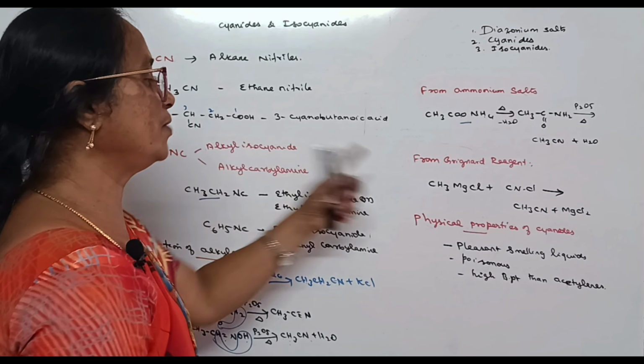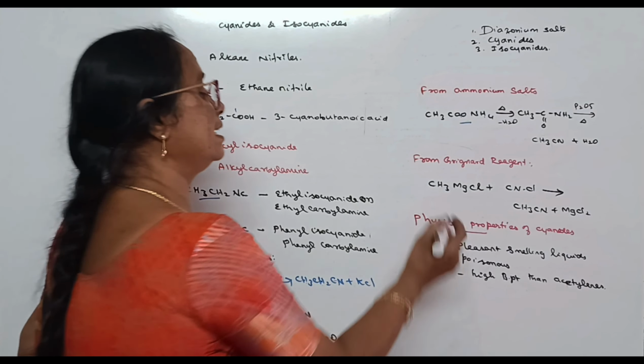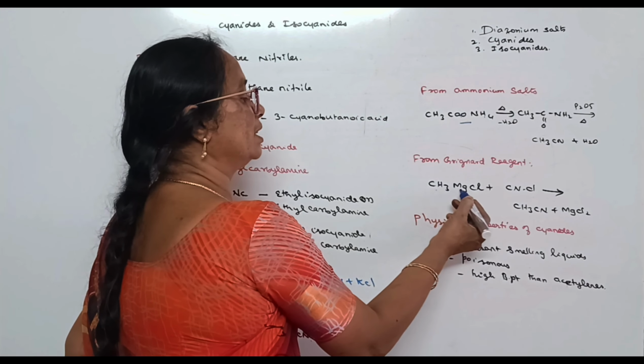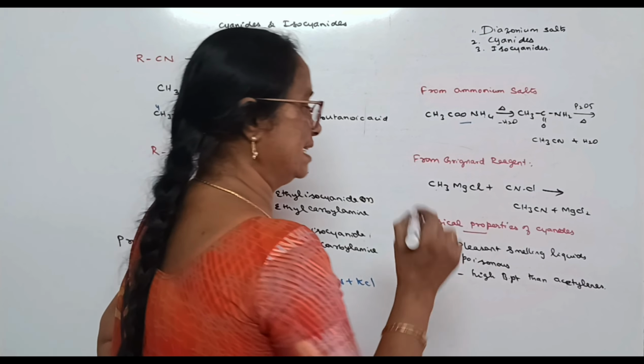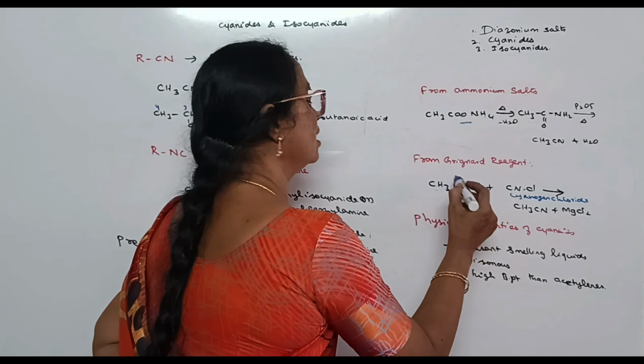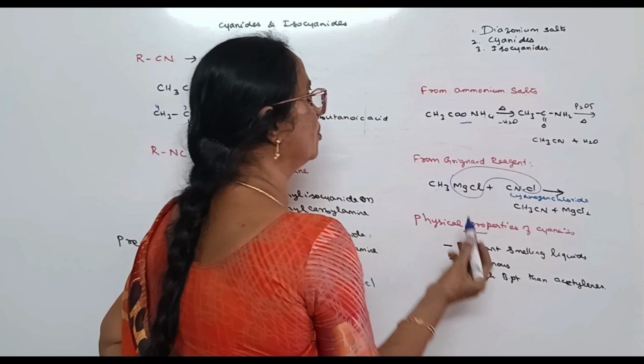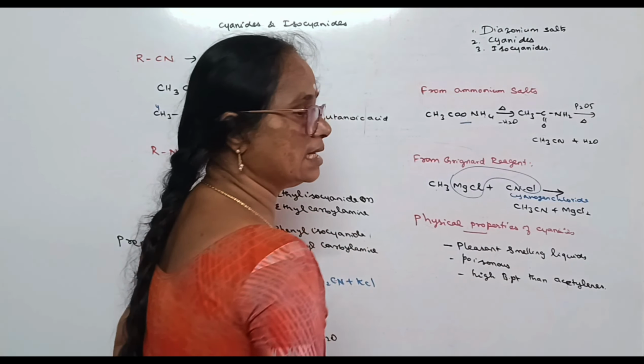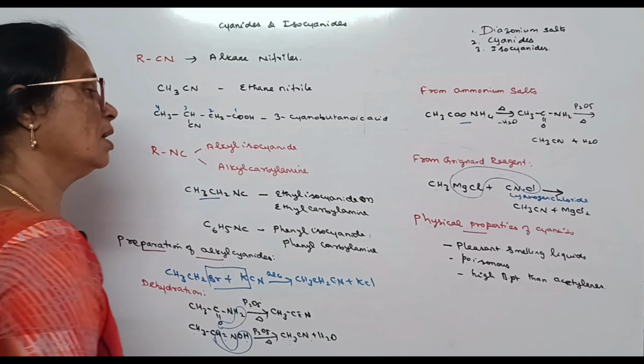The next one is from Grignard reagent. Here I have taken methyl magnesium chloride. It is simply treated with cyanogen chloride. Here MgCl2 is removed, so you get CH3CN and MgCl2.